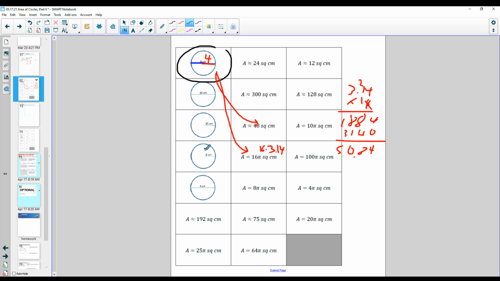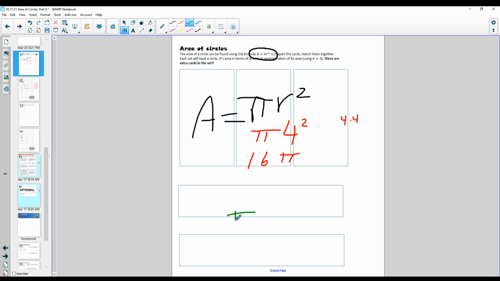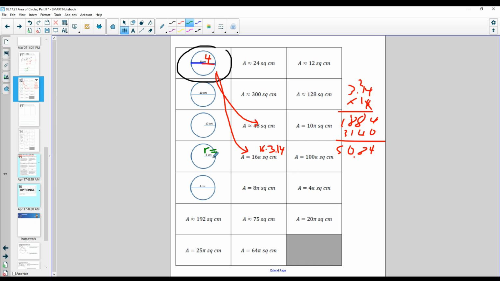This is a radius of 8. So pi, I replace the radius with 8. What's 8 squared? How do you say that as multiplication? 8 times 8 is 64. So we're looking for something called 64 pi.